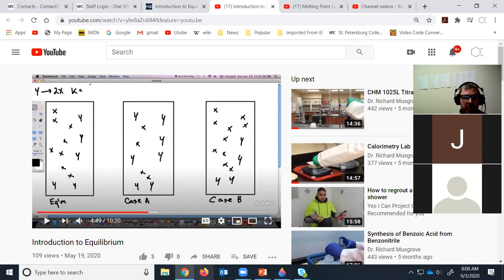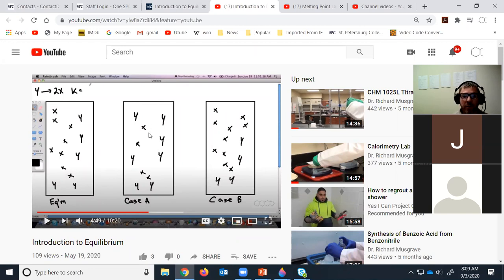So let's say we've got this situation here where y is going to 2x, and this would be the situation at equilibrium. So remember, at equilibrium, the concentrations of x's and y's are not changing, right? But you saw in that video, it's dynamic. The x's are turning into y's, the y's are turning into x's, but it's all happening at the same rate. So we're ending up with constant concentrations of x and y at equilibrium.